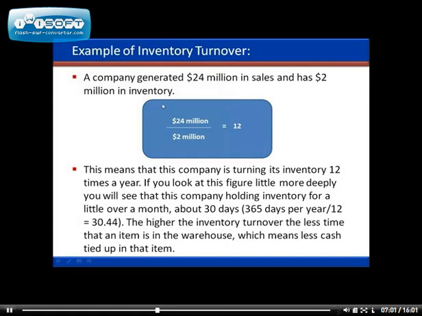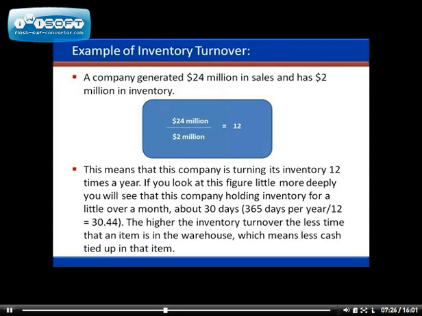So let's look at this. A company generated $24 million in sales and has $2 million in inventory. And so if we were to put this into the inventory turnover ratio formula, we would do $24 million over $2 million, and that would give you 12. And so what this means is that the company is turning its inventory 12 times a year.